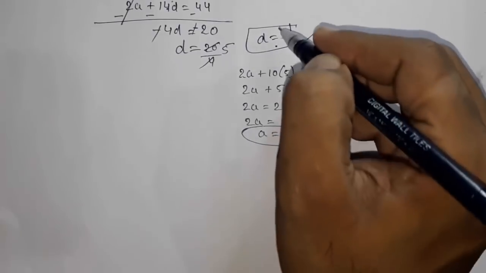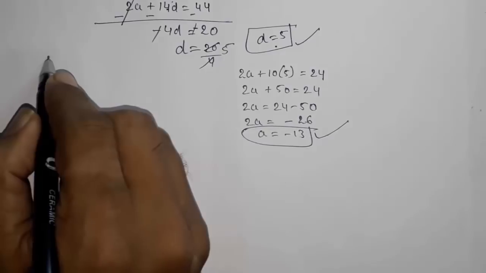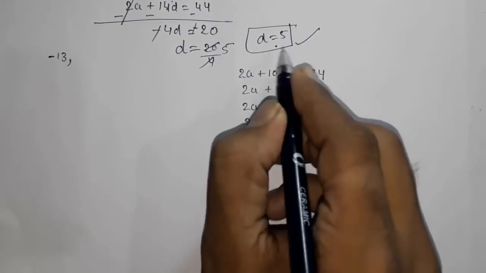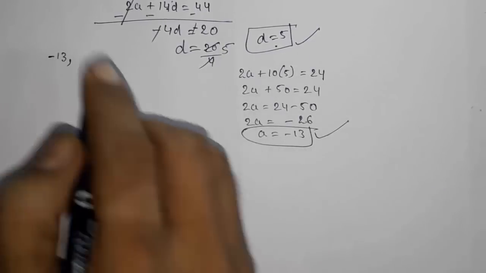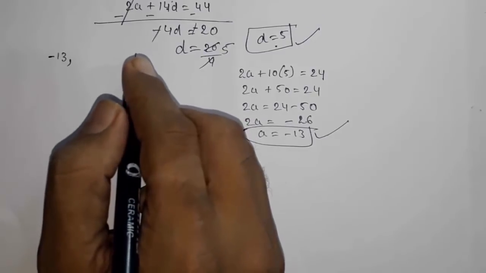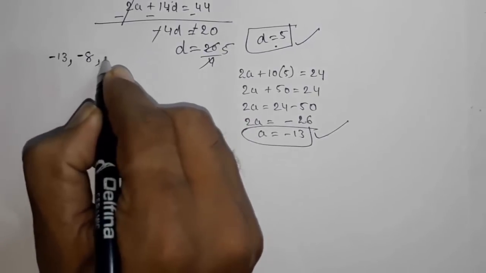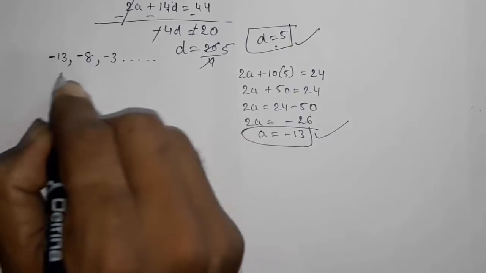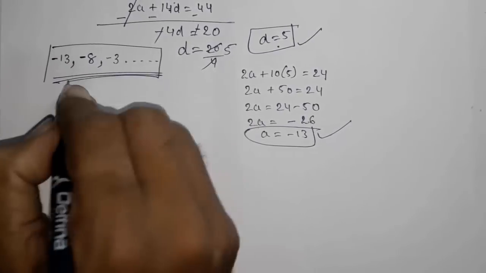Now we have A and D. Can we find the AP? Yes. Our first number is minus 13. Now add the difference 5 to it. So our next number will be minus 8, then minus 3, and so on. So this will be our AP.